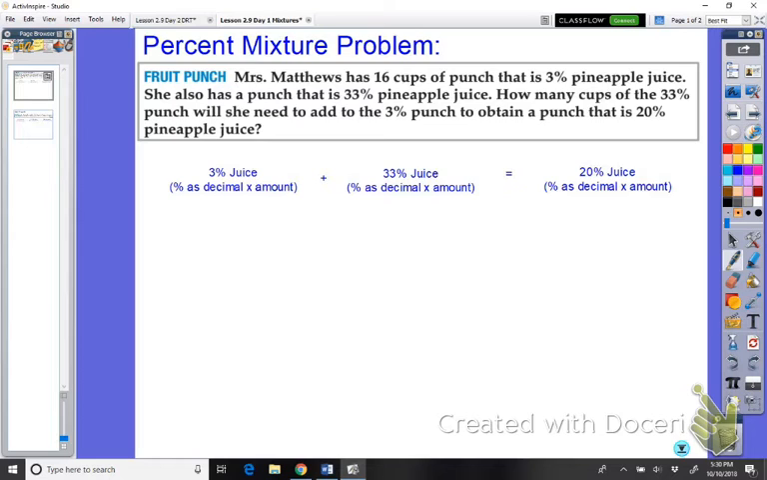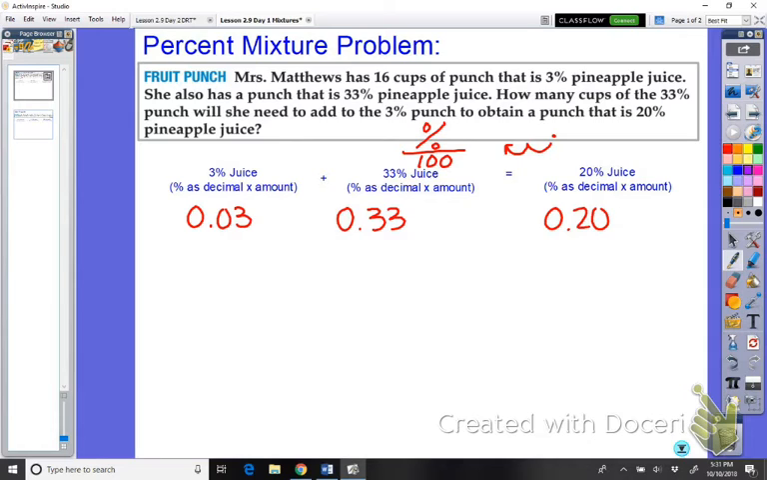So first thing we need to do is change all those percents to their decimal form. Remember, you could always take your percent and divide it by 100, or move the decimal 2 spots to the left. So 3% as a decimal is 0.03, 33% is 0.33, and 20% is 0.20. So those are our percents in decimal form.